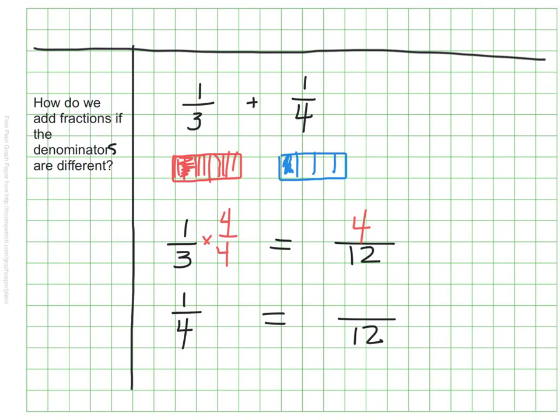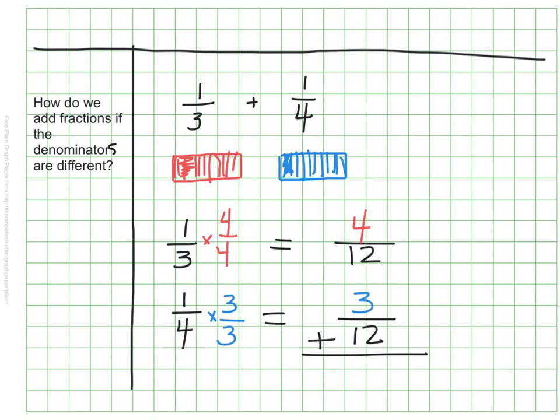With my 4ths, I had to cut each of those pieces into 3 parts. Right? So I took my 4 and multiplied it by 3 to make 12. I did the same thing with my numerator, right? Because that 1/4 was cut into 3 more parts. So 1 times 3 is 3. Right? 3/12 is the same as 1/4. It's equivalent. Now, both my denominators are the same, so I can go back to my original strategy.